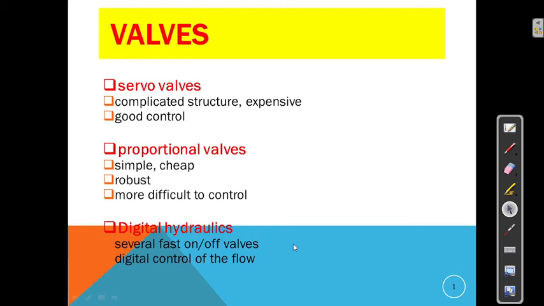Good day to all. Today we are going to see about the topic of valves. What are the types of valves in pneumatics? First one is servo valves.